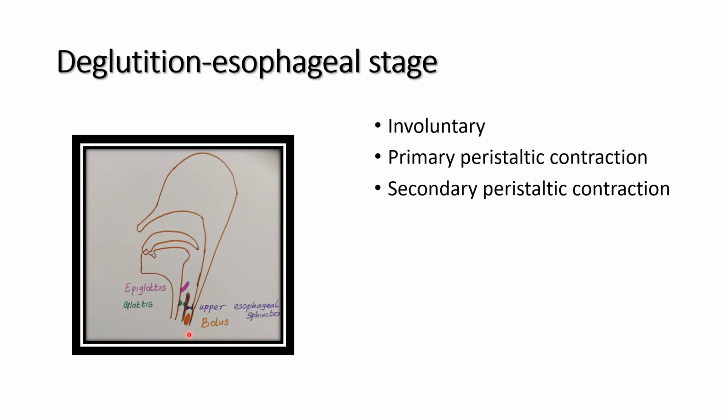The primary peristaltic contraction increases the pressure up to 10 centimeters of water. If the primary peristaltic contraction is not enough to push the bolus into the stomach, a secondary peristaltic contraction is activated. That also helps the esophageal stage of deglutition.